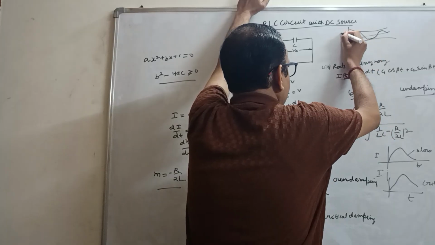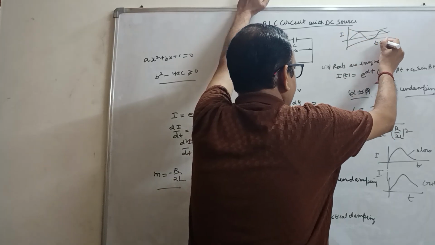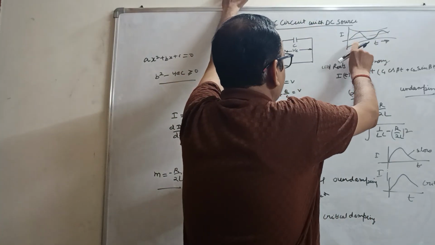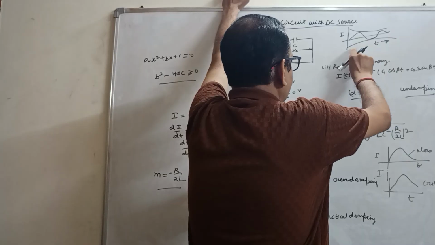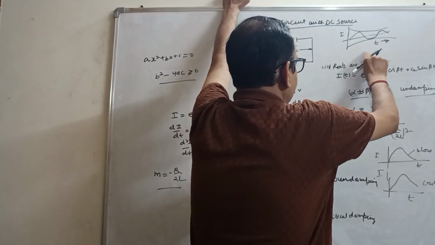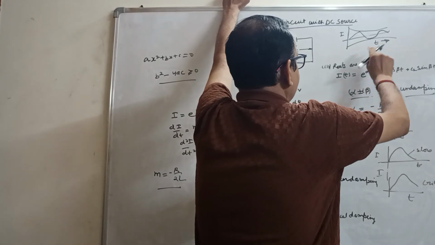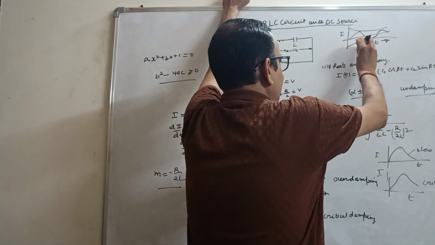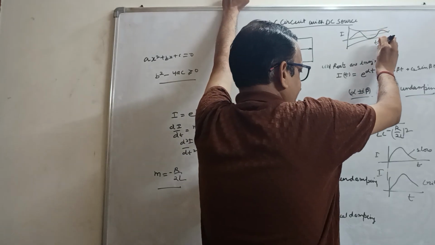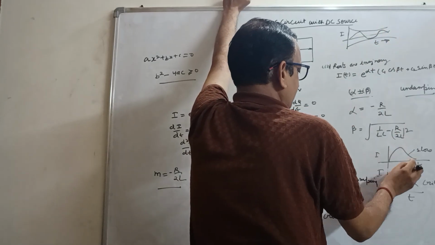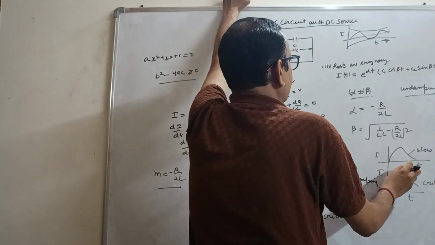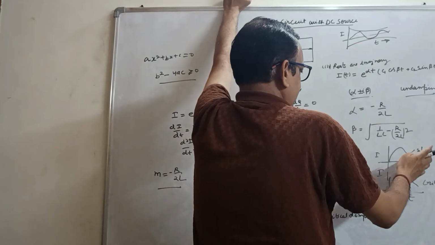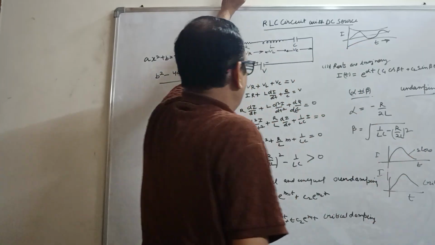Here is the current versus time graph, and in this situation the amplitude of the current in this circuit decreases exponentially. Oscillation takes place in the under damping situation, and in both of the other scenarios oscillation does not take place.